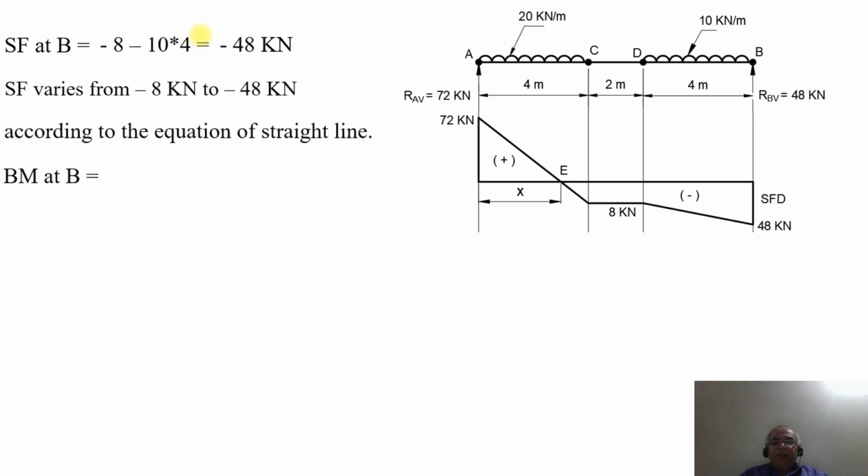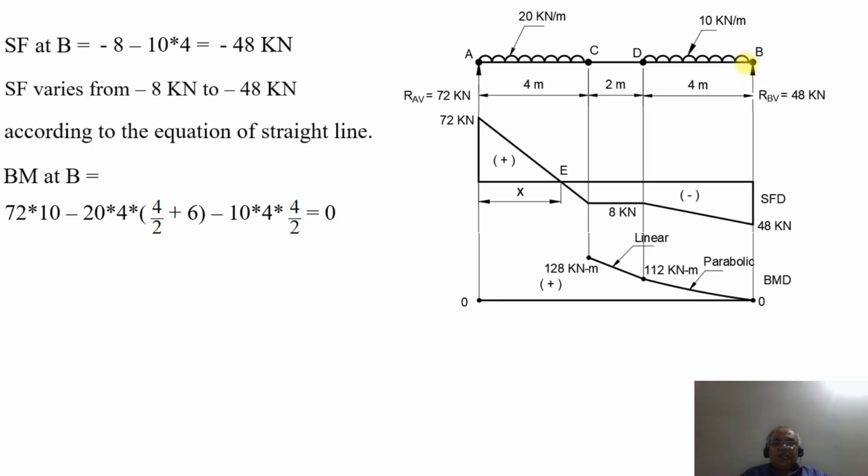Now, the bending moment at the point B. The bending moment at the point B will be equal to 72 into 10, then minus 20 into 4 into, open the bracket, 4 by 2 plus 6, close the bracket. Again, you have minus 10 into 4 by 2, which will be equal to 0. So the bending moment at the point B will be equal to 0. Now from 112 kilonewton meter, it drops down further to 0.